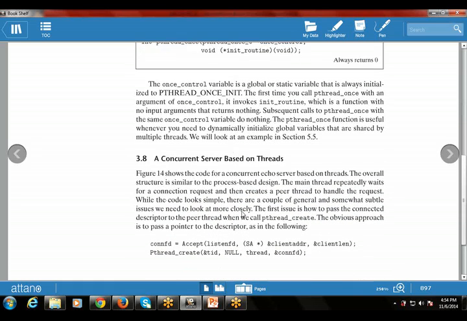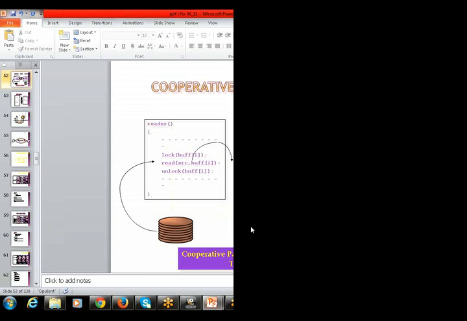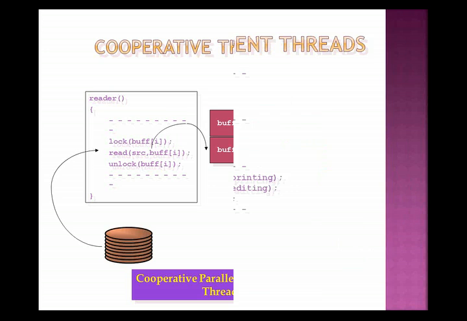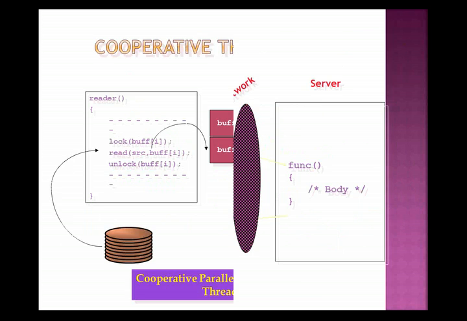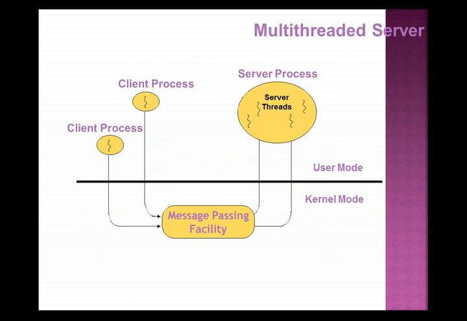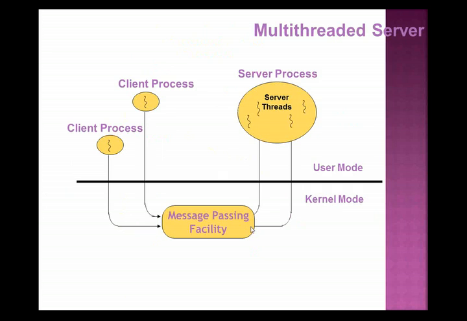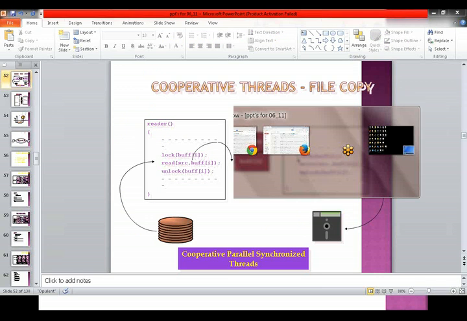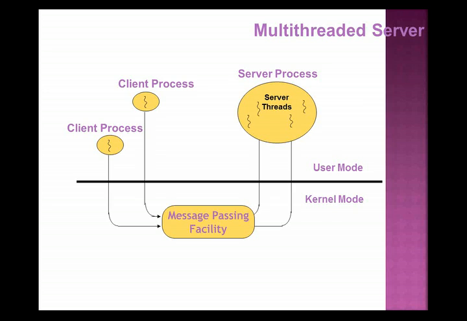Now next is your concurrent server based on threads. Now let's see the PPTs. This is the cooperative threads. This is the code comparison of independent threads and cooperative threads, that is making the file copy, then RPC. This is the multi-threaded server, that is, the concurrent server based on the threads.